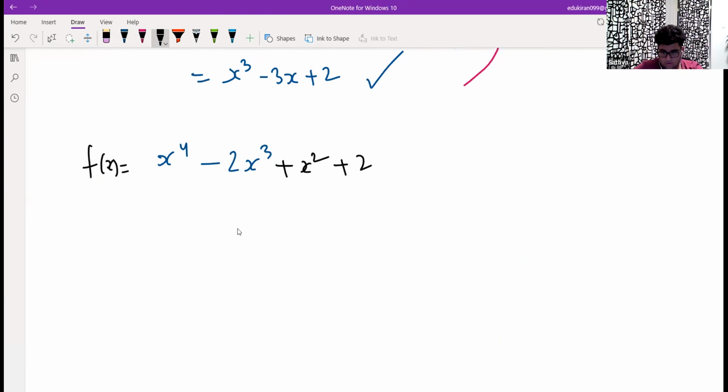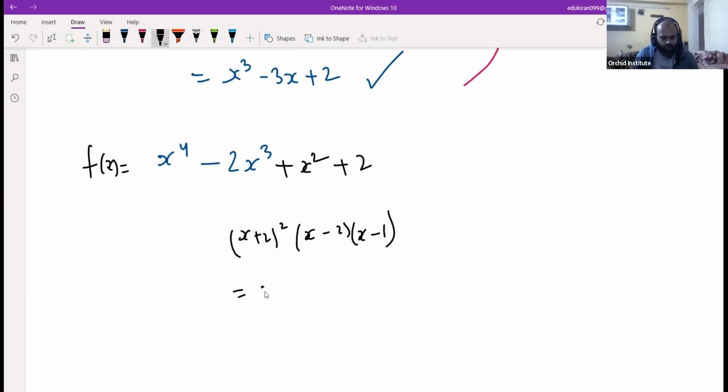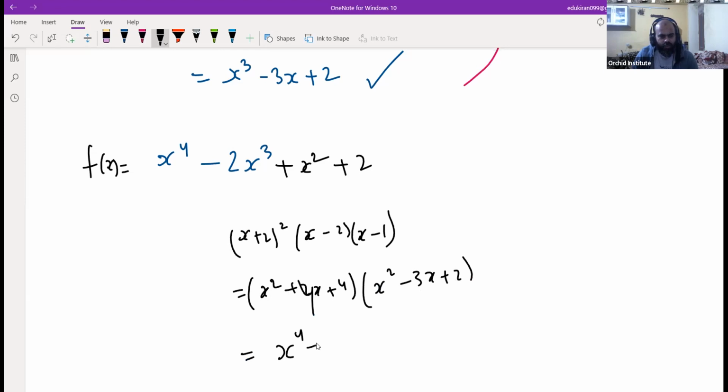It has a root of order 2 at x equals minus 2, and x equals 2 and x equals 1. So when you do this, x square plus 4x plus 4, x square minus 3x plus 2, this will become x to the power 4 minus 3x cube plus 4x cube. That will become x cube now.